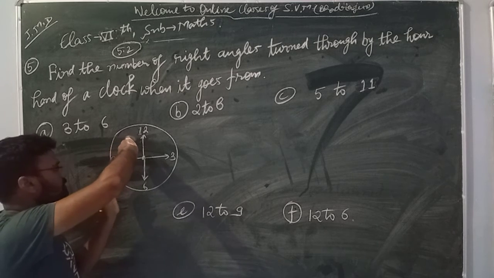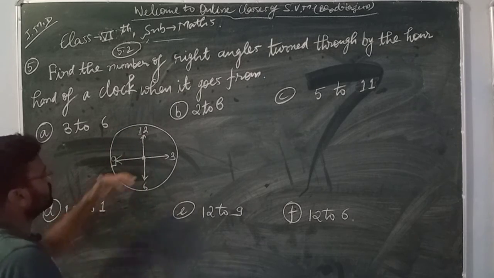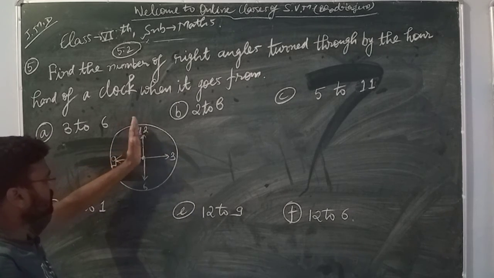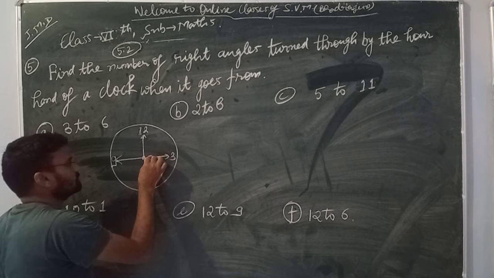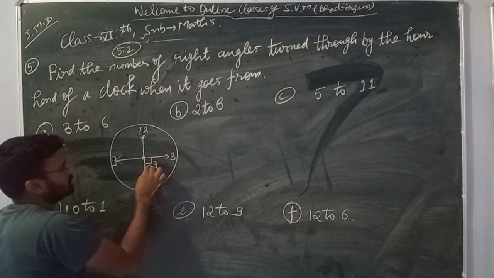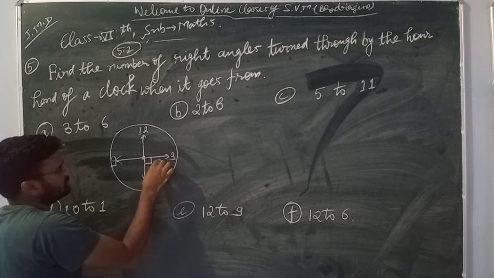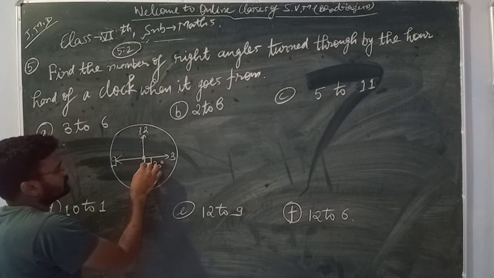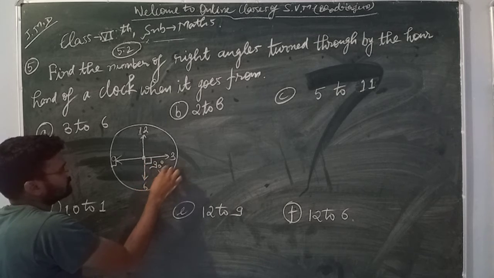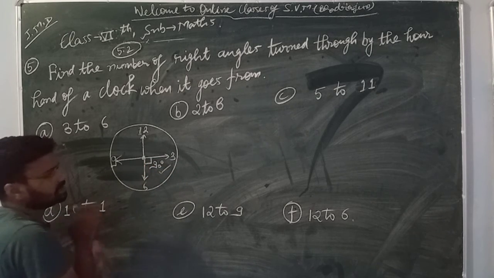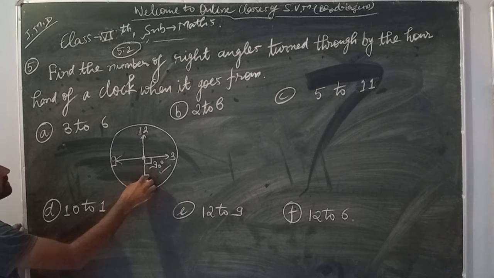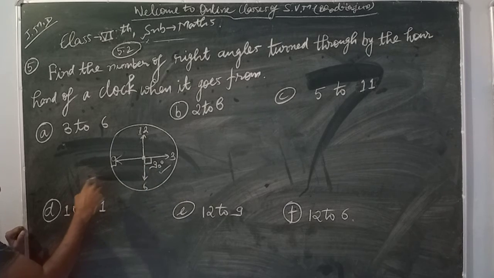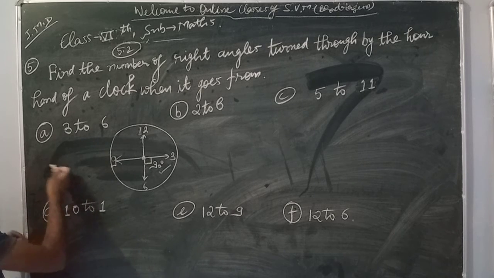Okay, the clock always moves in this way. First the time is 3. After that time will be 4, after that 5, and after that 6. So clock will move in this way, and this angle is 90 degrees. This angle is of 90 degrees. This angle is of 90 degrees. So which part have we moved? We have moved by 90 degrees. Got it? Okay. So when we go from 3 to 6, we have to move by 90 degrees.